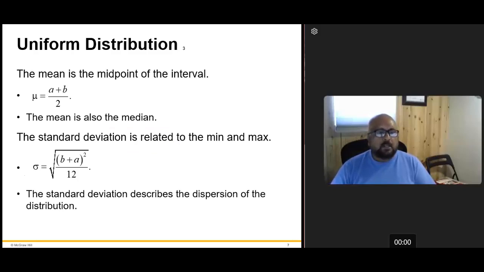So the mean, as I said, is A plus B divided by 2, the midpoint of the interval. And the standard deviation is given by this formula: B minus A squared divided by 12, the whole square root. That's the formula for that.